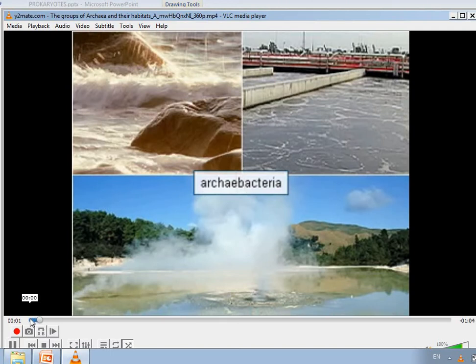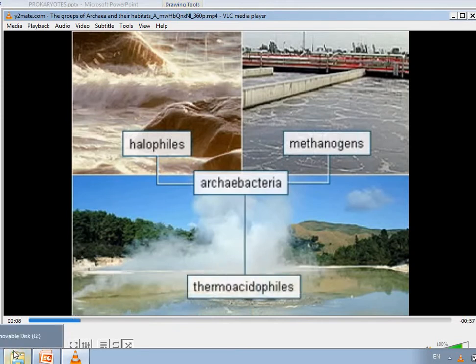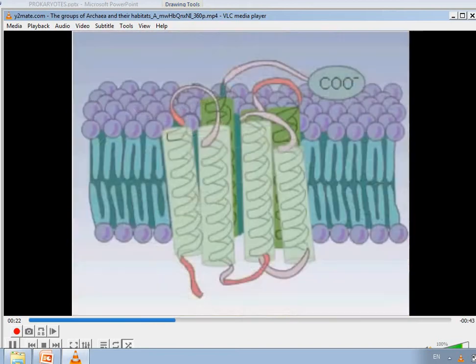Archaea includes three groups: halophiles, methanogens, and thermoacidophiles. Halophiles live only in habitats with very high salt concentrations, such as brine. Some halophilic archaea are able to carry out a type of photosynthesis by using the purple pigment bacteriorhodopsin.